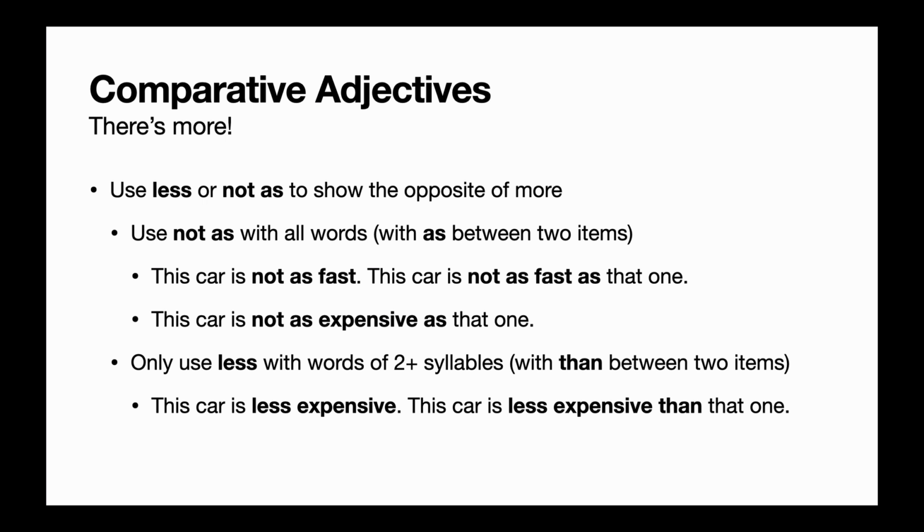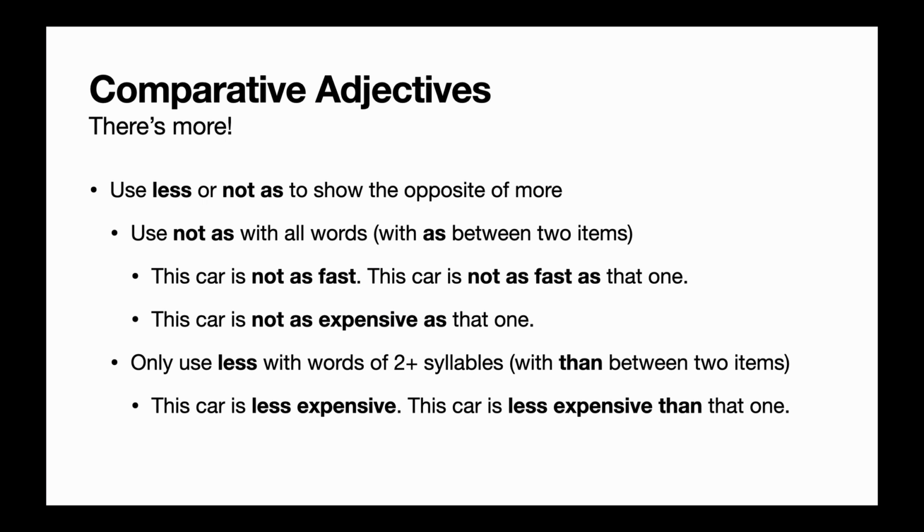Okay, so that's when we want to make something more. How about if we want to make something less? So this time, if we want to make something less, we also have to think about the syllables. We can use not as. We can use the phrase not as plus as with all words. If they're long or short, 1 syllable or 5 syllables, we can always say not as plus as. So we would say this car is not as fast. That means less fast. Or this car is not as fast as that one.